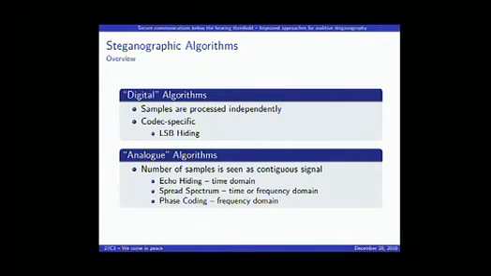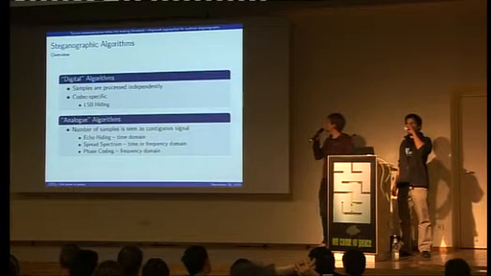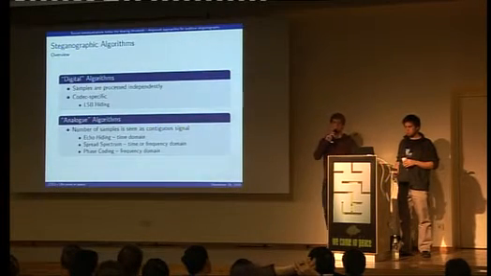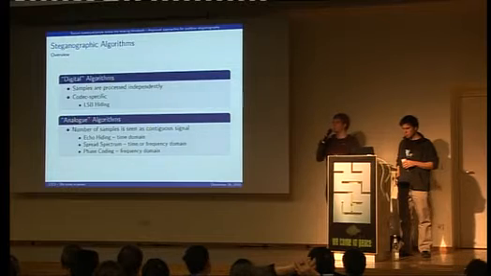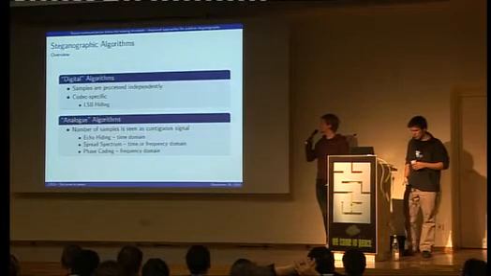Okay, thanks. As we heard about the framework, one important part, of course, is the embedding and extraction. And for this, we need some algorithms. So first, we want to distinguish between two parts, the digital and the analog ones.